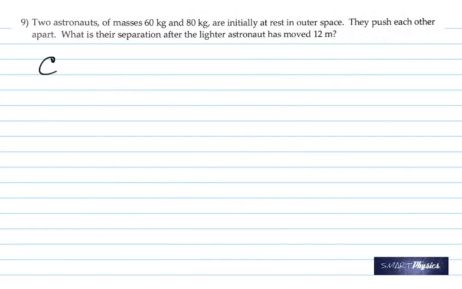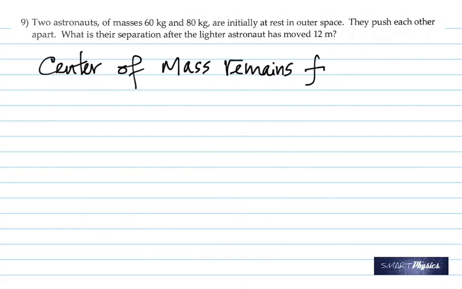Here the two astronauts have masses 60 and 80 kilogram. Initially at rest, they push each other. What is their separation after the lighter astronaut has moved 12 meters? See, the lighter one will move a bigger distance than the heavier one, and it depends on the ratio of their masses. The idea is that the center of mass must be fixed. The center of mass does not move.